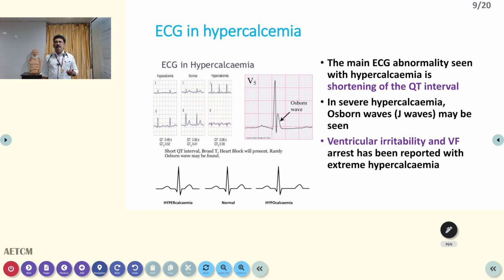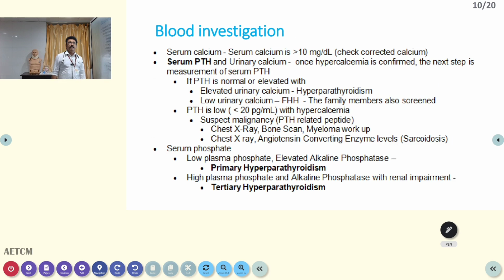Ventricular irritability and ventricular fibrillation is another major finding. So shortening of QT interval is very important in patients with hypercalcemia. So any patient who is having hypercalcemia, always remember to take an ECG and rule out a short QT interval.